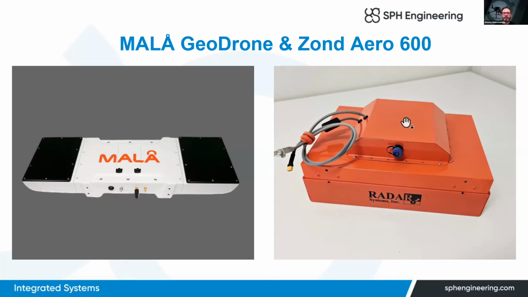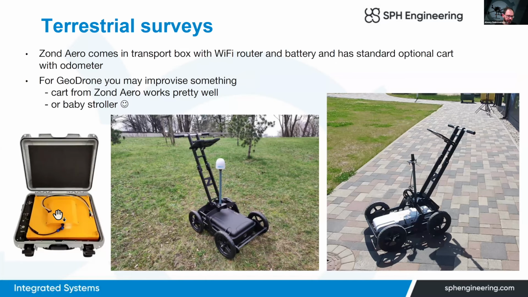A bit more about terrestrial surveys. Zontaira 600 comes as standard in a transportation box, but that box also has a built-in battery and Wi-Fi router. So for a terrestrial survey, a minimalistic kit is just the transportation box. We need to put the GPR inside of it, connect two cables, Ethernet and power, turn it on, close the lid, and you can drag it using a crawl over the surface.